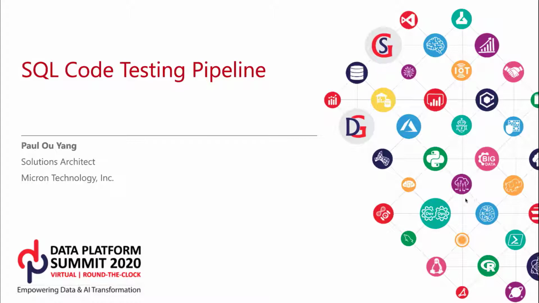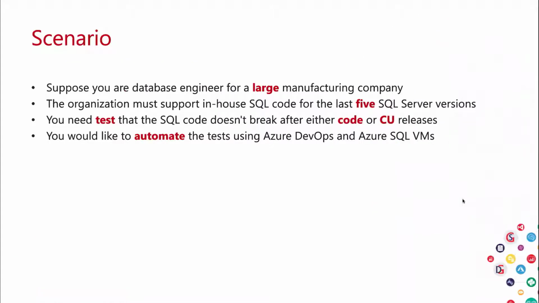So let's start with the scenario. Suppose you are a database engineer for a large manufacturing company, and the organization must support SQL code for the last 5 SQL Server versions. In large organizations, it's typical that you will have several versions. It's not possible to have a large number of servers on the latest version.